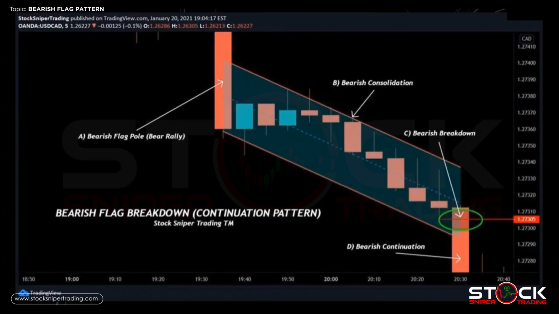As sellers enter the market and continue pushing the price down, we eventually make lower lows, and as selling volume increases, we will continue to go bearish. C, we have the bearish breakdown where we break through some previous support levels and we continue to the downside. D, we get our bearish continuation and price action continues to the downside as bearish momentum continues the original bearish trend. This is the bearish flag breakdown.